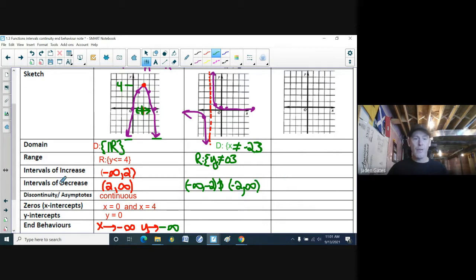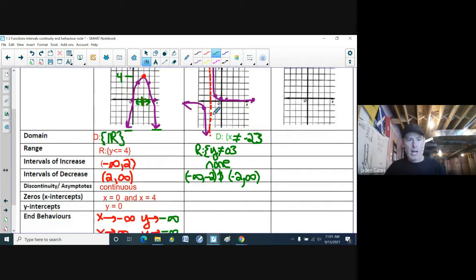And so in fact, for intervals of increase, we don't have any. As we follow this graph, it never increases, it always decreases, except for at x equals -2 because nothing's happening there.